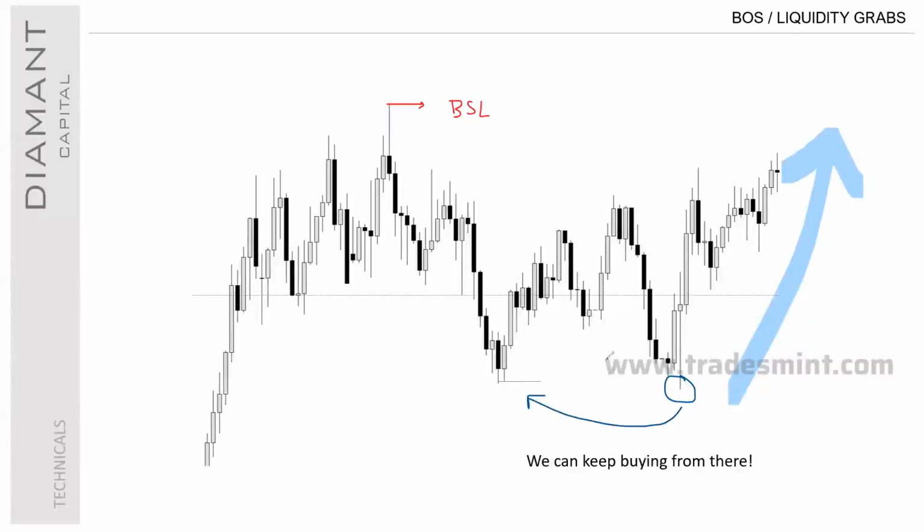This understanding of liquidity and how price plays around that liquidity: does it take it fully? Does it then reverse? Or does it actually close above? For example, if we're looking for buys right here, and we're seeing closures above this buy side liquidity, that means we're going to be buying even more.